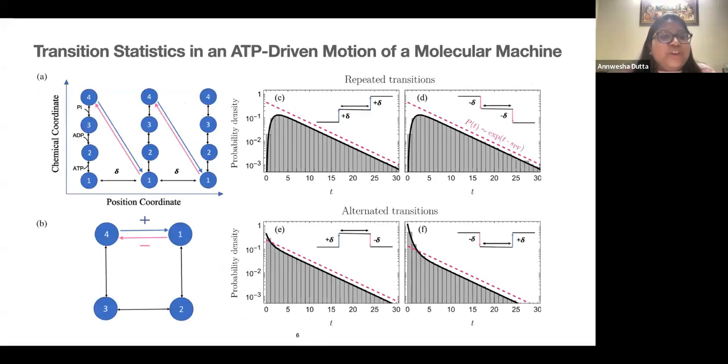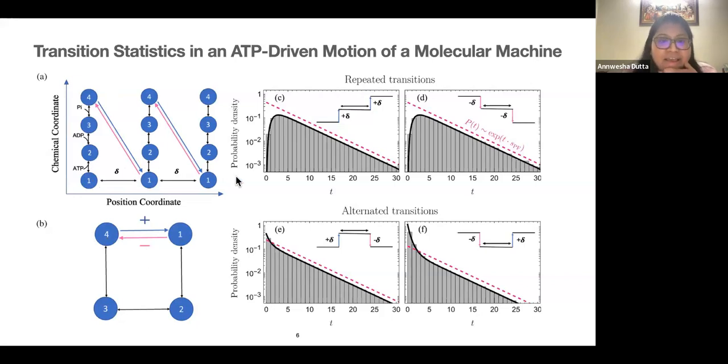Now moving on, here we have the transition statistics for ATP driven motion of a molecular machine. Here we have the chemical coordinate and the position coordinate, and along the position we cannot see the chemical conformational changes during the motion of the molecular machine. The only thing we can see is the forward movement and the backward movement of the molecular machine. This is given precisely by 4-1 and 1-4, the forward and backward hopping of the molecular machine.